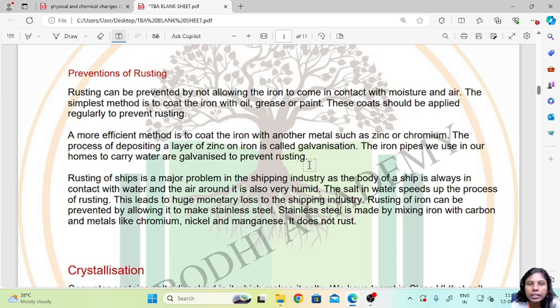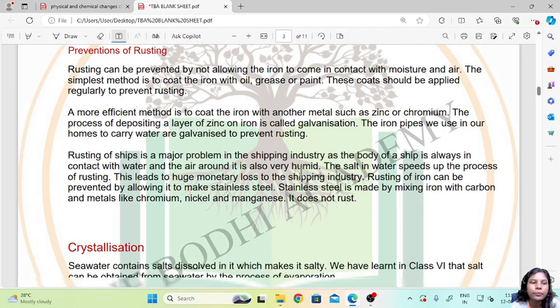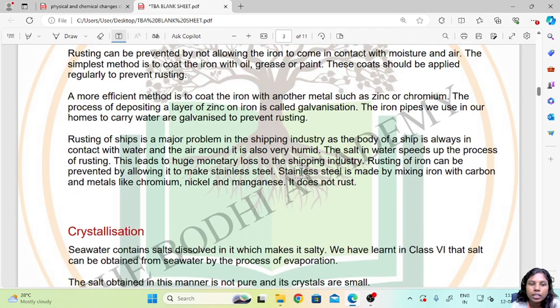The simplest method is to coat the iron with oil, grease or paint. These coats should be applied regularly to prevent rusting. So, one easy method is to apply oil, grease or paint. This will prevent the iron from directly being exposed to the moisture out there. A more efficient method is to coat the iron with another metal such as zinc or chromium. Another method is to coat the iron with layers of zinc or chromium.